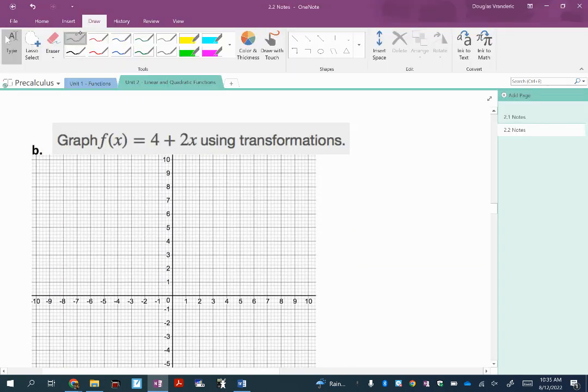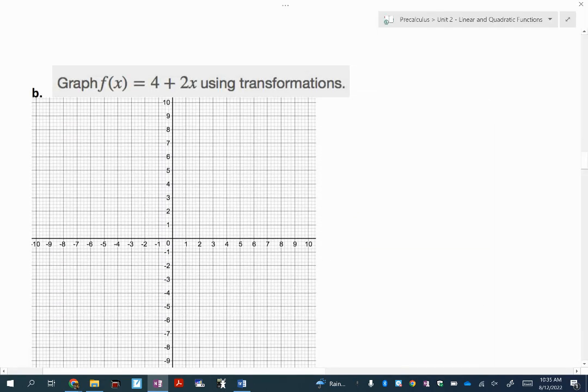Let's try this one. I'm going to just reorganize this so that it's in slope-intercept form. So 2x plus 4. Let me graph that parent function again. So slope of 1.